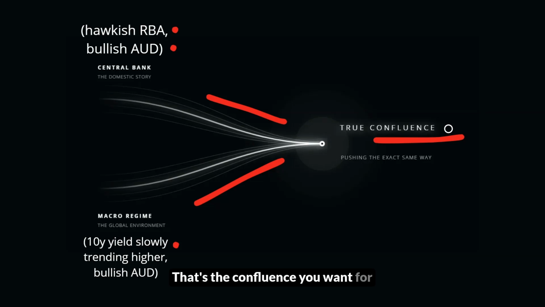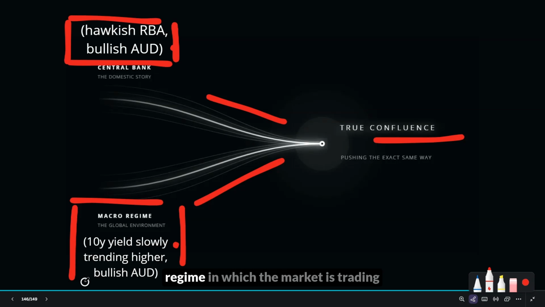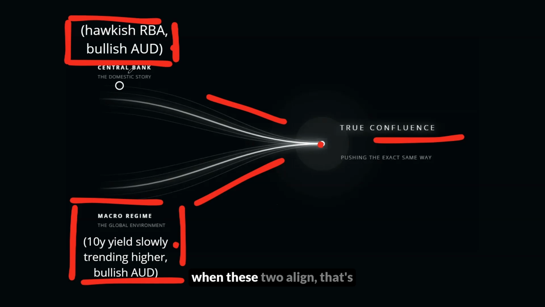That's the confluence you want for your trades, and it has nothing to do with 3 indicators lining up on the chart. It has to do with the domestic context for the currency and the global macro regime in which the market is trading. When these two align, that's the best trade you can ask for.